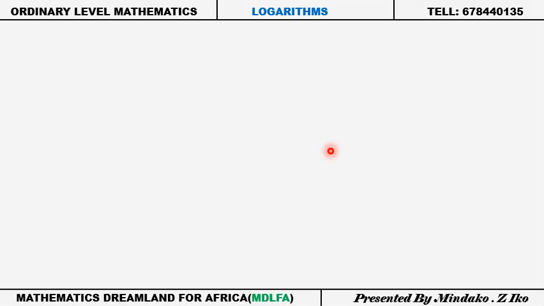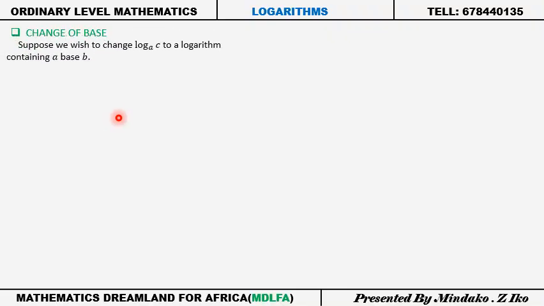Okay, so let's continue. We are going to look at the change of base formula. This change of base is very important in problems where the bases are different. Suppose we wish to change log of c to the base a to a logarithm containing a and base b, so not base a again. Let's look at how we can do it.